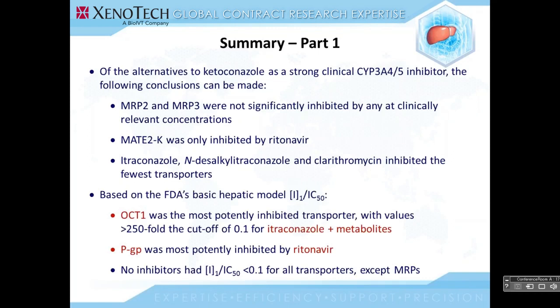If we look at the FDA's basic hepatic model, I1 over IC50, again, that's the total Cmax over the IC50, we saw that OCT1 was the most potently inhibited transporter. There were values that were 250-fold greater than the cutoff of 0.1 for itraconazole and metabolites. We also saw that PGP was the most potently inhibited by ritonavir with an IC50 of 0.68 micromolar. And none of the inhibitors that we tested had I1 over IC50 values that were less than 0.1 for all transporters, except for the MRPs, which were not inhibited by any compounds that we tested.